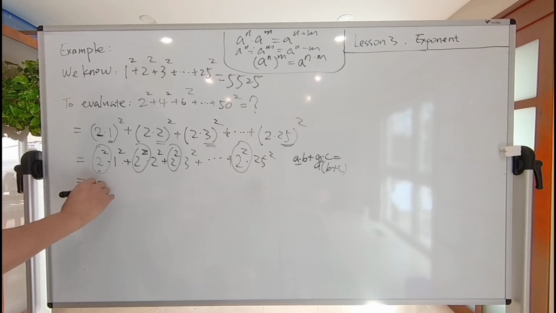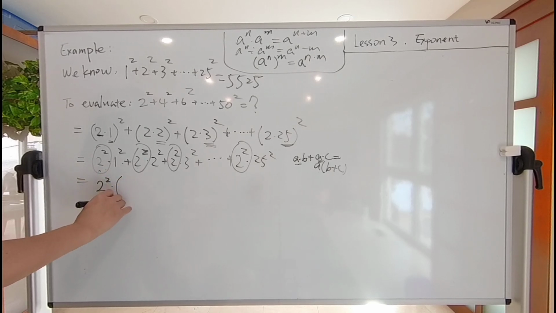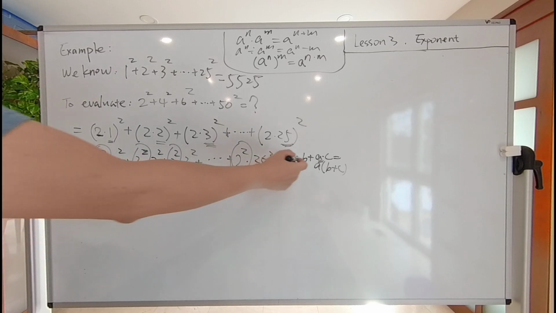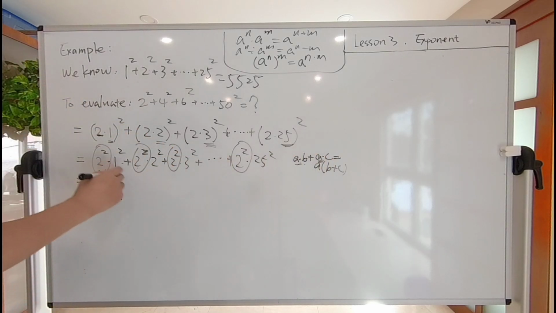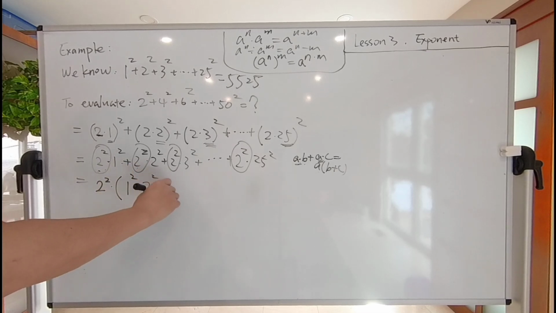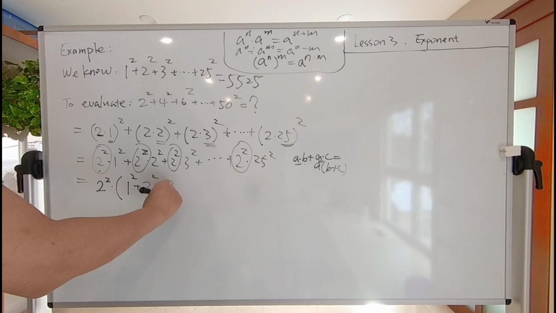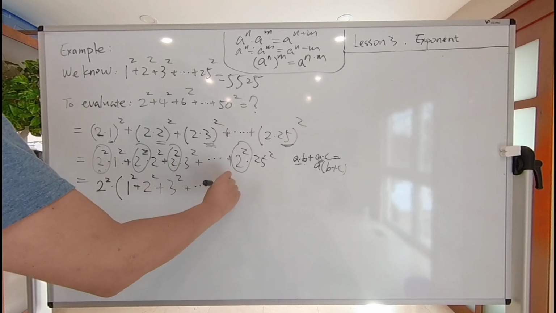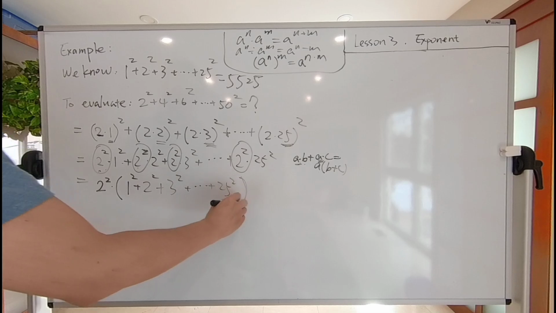So here my 2 square is the number that I factored out, which means what is left in the second term will be 1 square plus 2 square plus 3 square until 25 square brackets.